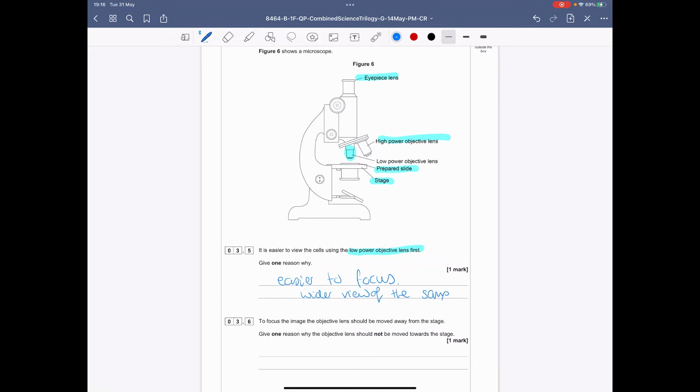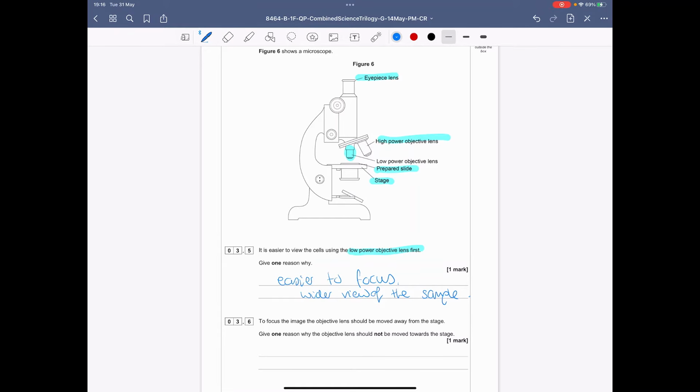Okay, it's a low-powered lens, therefore it's easier to focus, and it also gives you the wider view of the sample. Think of it like when you take a picture of your friends, you always scan the whole picture to begin with and check what it looks like, and then you zoom in and look at your friend's face. Okay, so you start with the lowest lens and then you zoom in on the part you then want to look at.